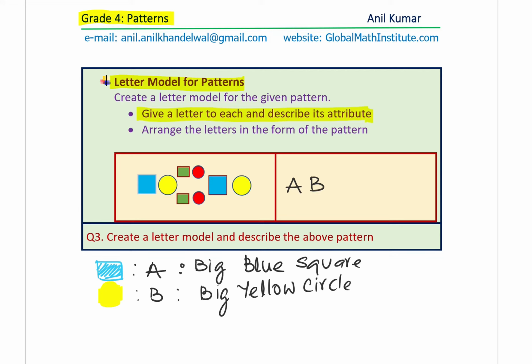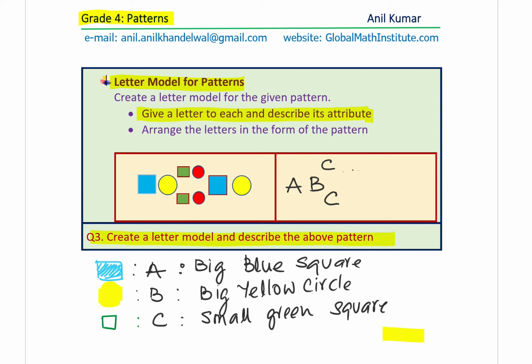Similarly, you can continue. So you can make a small square and then name this as C. And then we can say small green square. And put this C right there in the position of small green square. Do you see how it continues? So that is how we have to continue the letter model. This is what we mean by saying create a letter model and describe the pattern. Correct? So you have to continue in this fashion.